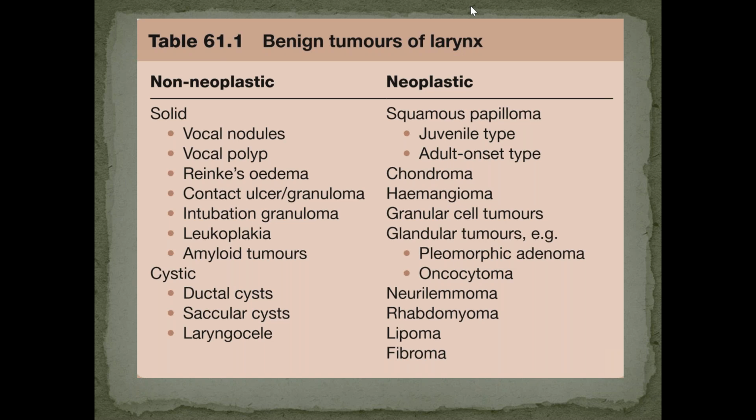In cystic lesions: ductal cyst, saccular cyst, and laryngocele. In neoplastic lesions: papilloma. Papillomas are the most common benign neoplastic lesions. Then chondroma, hemangioma, granular cell tumor, and glandular cell tumor. The other rare true benign lesions are neurilemma, rhabdomyoma, lipoma, and fibroma.